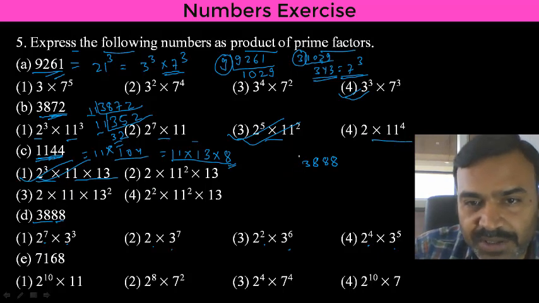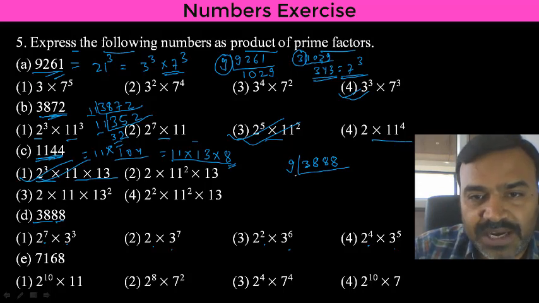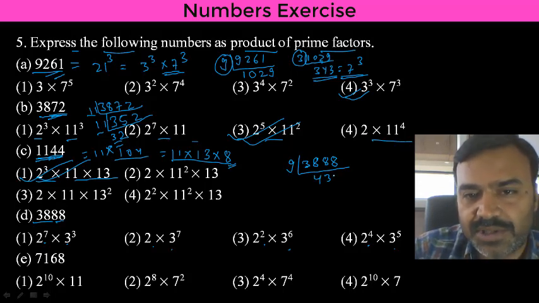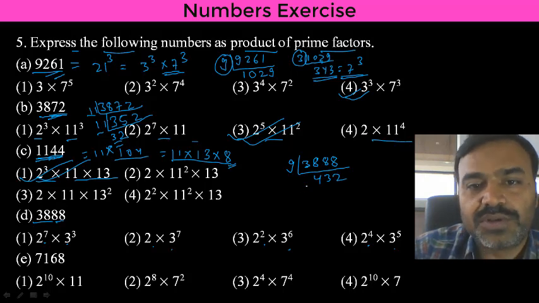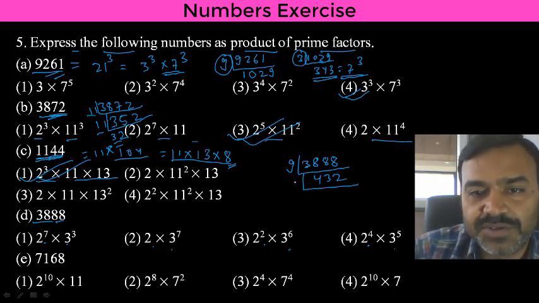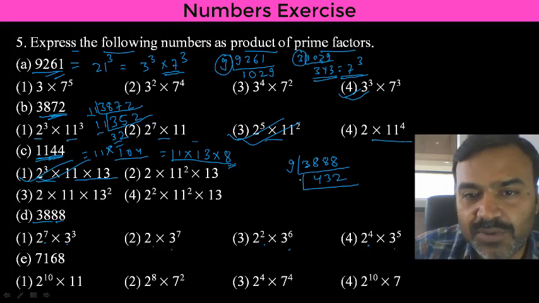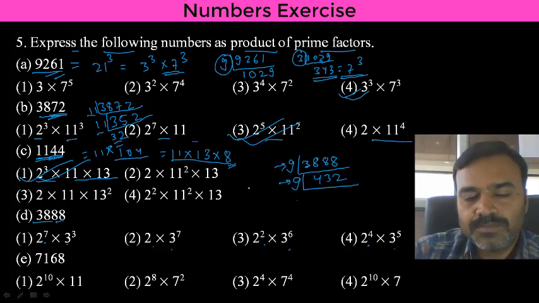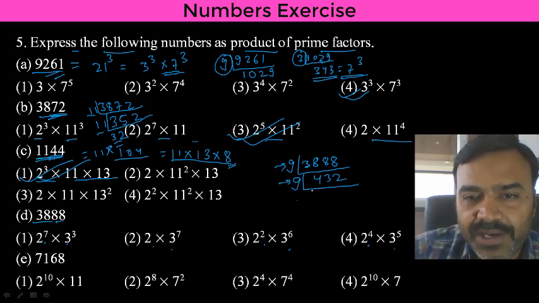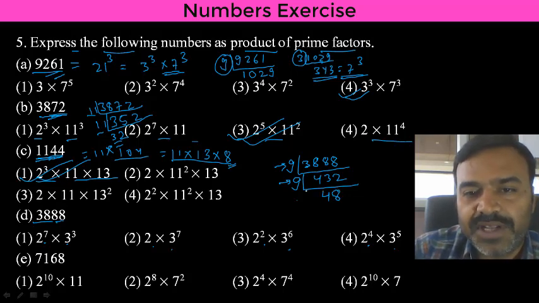Right. So if you add the digits, 3 plus 8 plus 8, that's 27, so it is divisible by 9. So divide by 9. 9 4s are 36, 28, 3 times 27, 18, 2. So 432. And I think 432 is divisible by 9 also. So divide by 9 again. Divide 432 by 9. You will get 9 4s are 36, right? 72, 8, 48. Perfect.